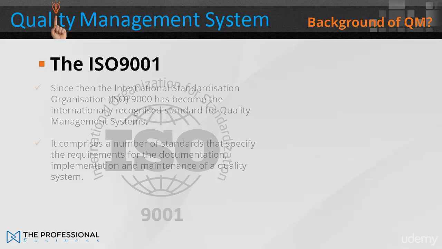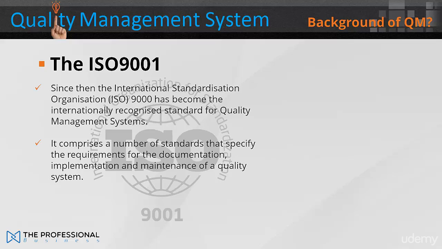Since then, the International Standardization Organization, ISO 9000, has become the internationally recognized standard for quality management systems. It comprises a number of standards that specify the requirements for the documentation, implementation, and maintenance of a quality system.